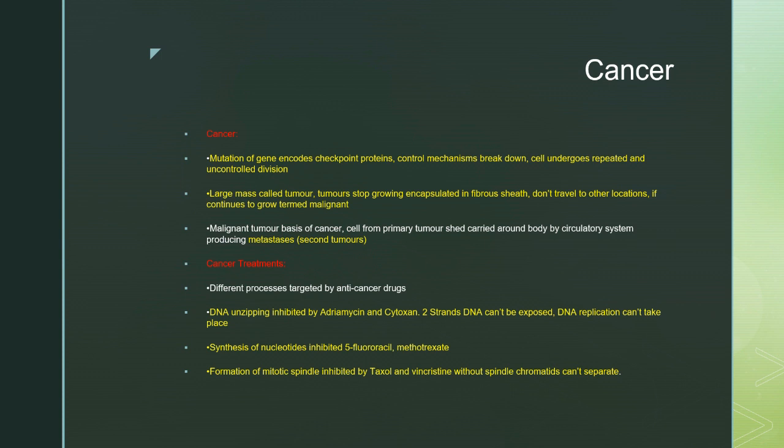So, for example, you can have DNA unzipping, which is inhibited by adriamycin and cytoxin, where the two strands of DNA cannot be exposed and DNA replication will not take place, and therefore the uncontrolled division will stop. You can also inhibit the synthesis of nucleotides using 5-fluorouracil and methotrexate. And you can also have the formation of the mitotic spindle inhibited by taxol and vincristine, without the spindle, chromatids cannot separate.